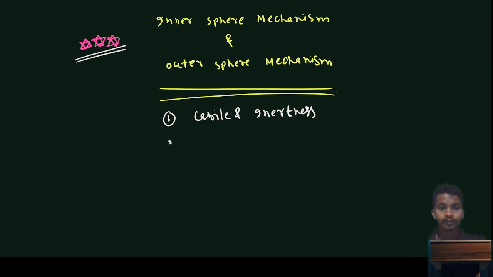And second, and it is very important, that is the concept of high spin and low spin complexes. This is also very important, both for inner sphere mechanism and outer sphere mechanism. Whenever we are making coordination complexes, we have to understand where it is high spin complexes and where it is low spin complexes. So those things I already discussed in detail.